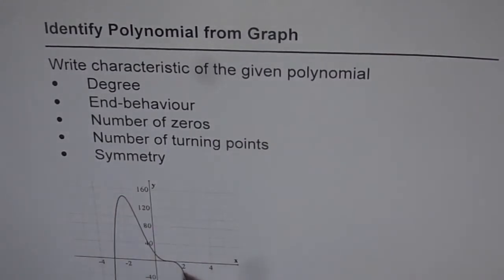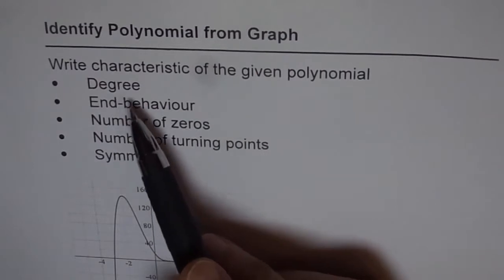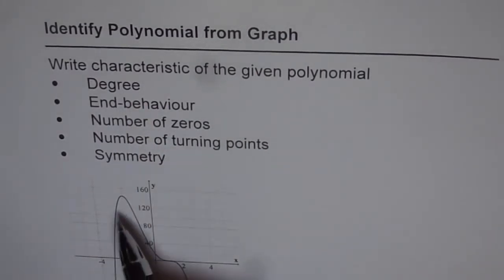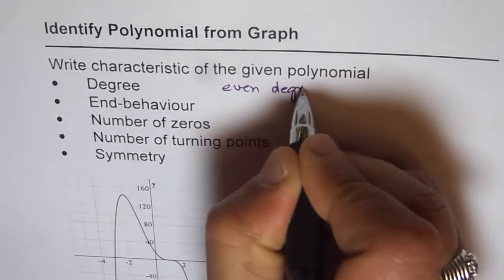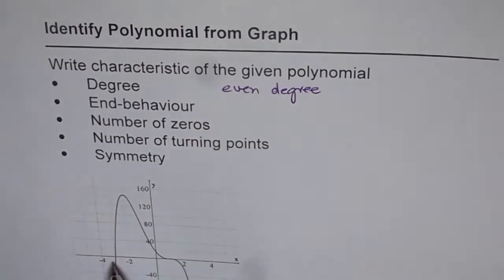It is a continuous smooth curve, so it is a polynomial. Now degree is, as you can see, an even degree polynomial. Both ends are facing one side. So we can say even degree. We are, however, not very sure about the degree.